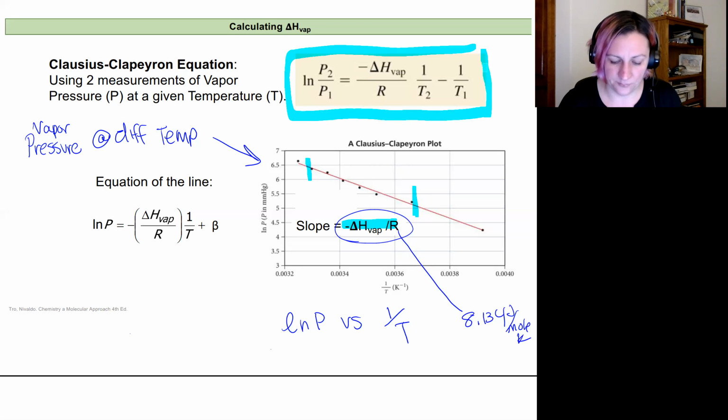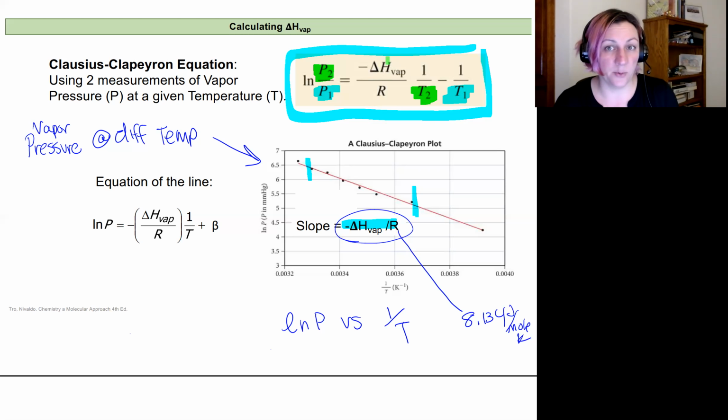And it's really just comparing two of these points on the line. We'll have a pressure one and a temperature one, and a pressure two and a temperature two that we're using to calculate this. And that'll give us the enthalpy of vaporization. So let's walk through an example of this and show you what I mean.